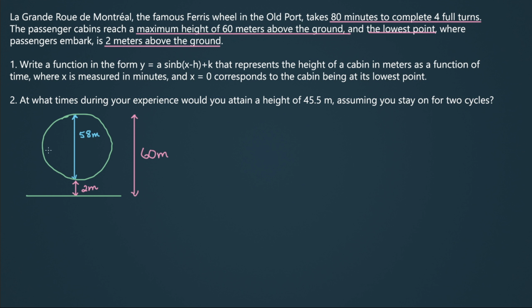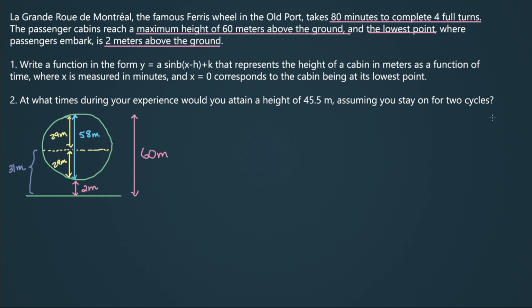And if you imagine cutting this Ferris wheel down the middle, then the distance from the top to that midline, or from the midline down to the bottom, would just be 58 divided by 2, which is 29 meters both ways. And so now you can tell that the height of that midline would just be 2 meters plus 29 meters, which gives me 31 meters.